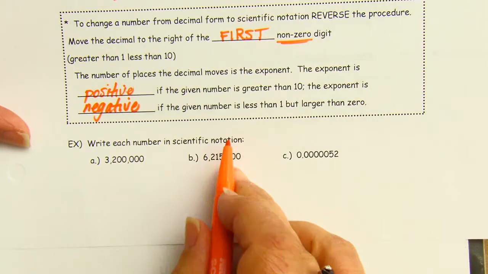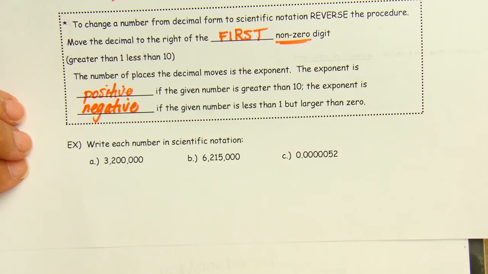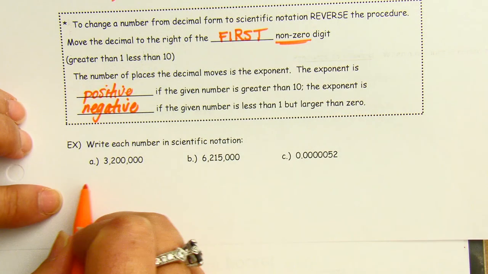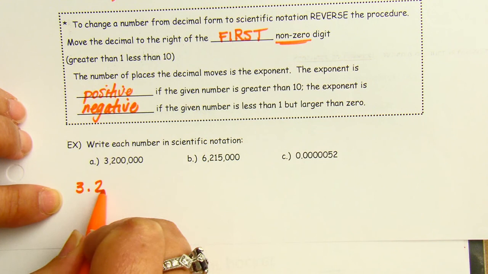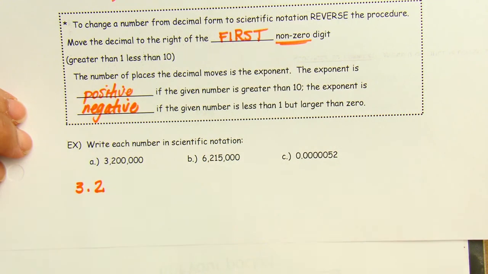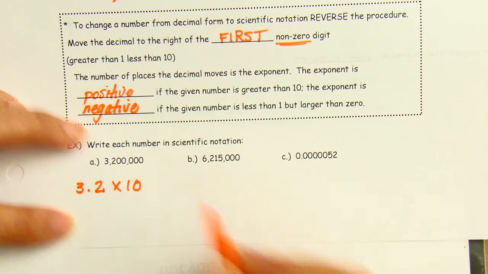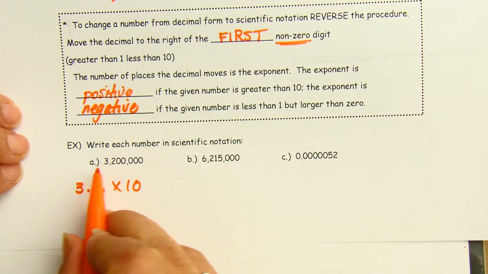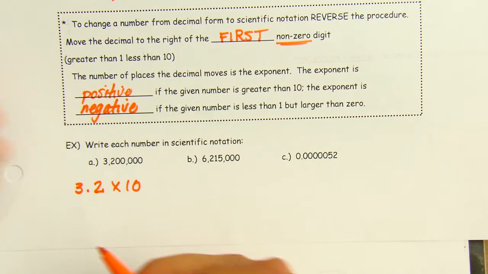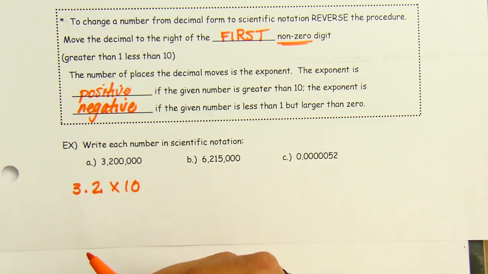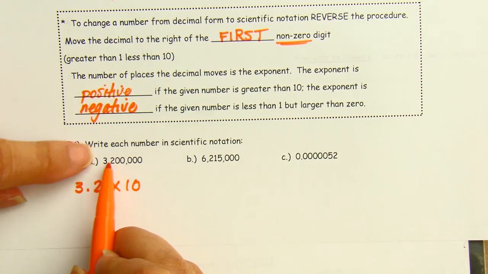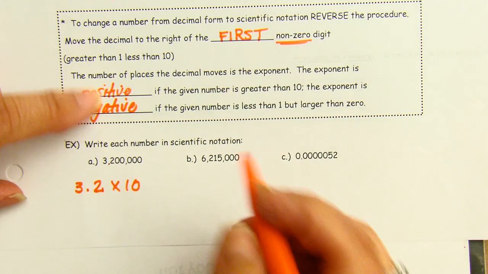Write each number in scientific notation. Well, we know the decimal comes after the first non-zero digit. So I'm going to start out with a 3.2. I'm going to clip off those zeros. They're not significant digits. I don't need them. I'm going to multiply this by some power of 10. Notice this original number is bigger than 10, so the exponent has to be positive. In fact, to get that big number back out, I'd have to move the decimal 6 places to the right.